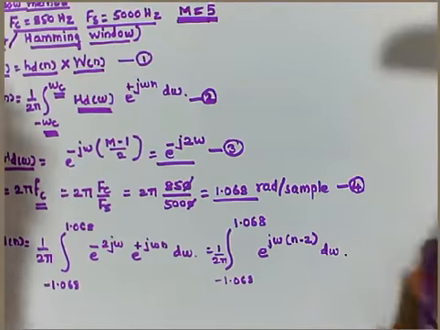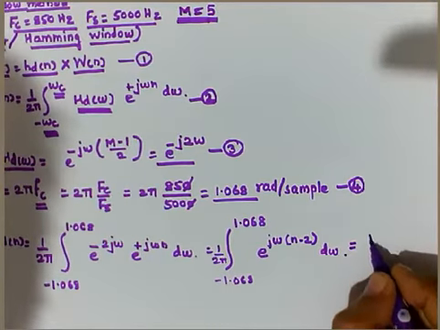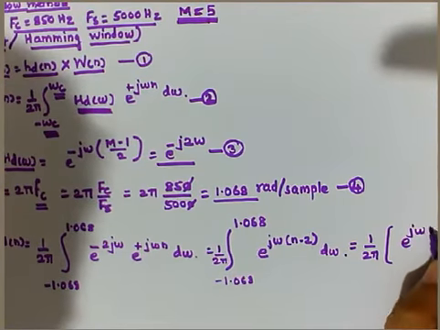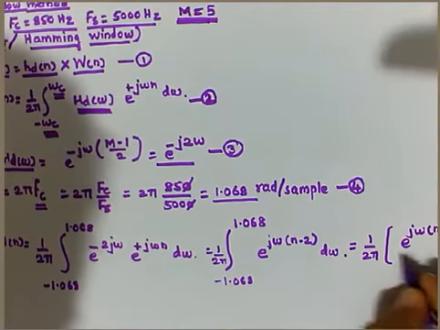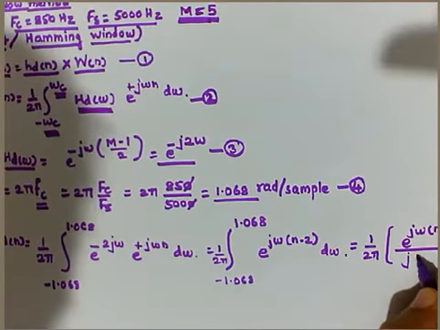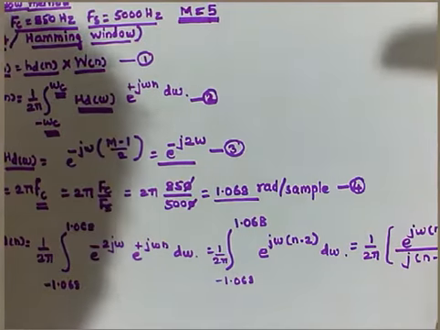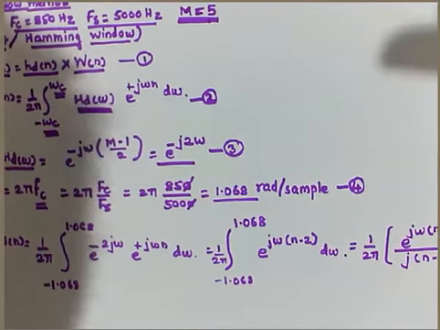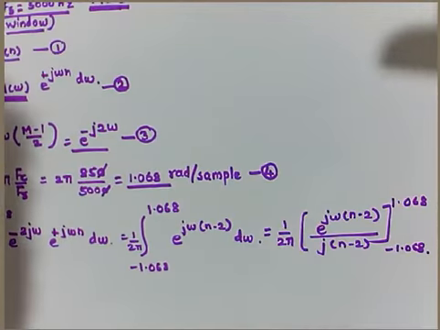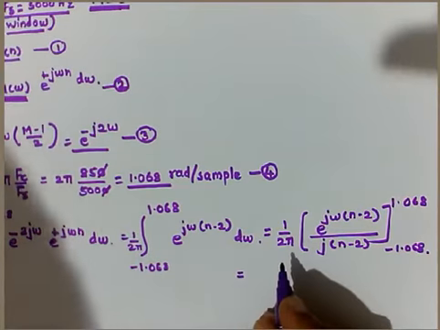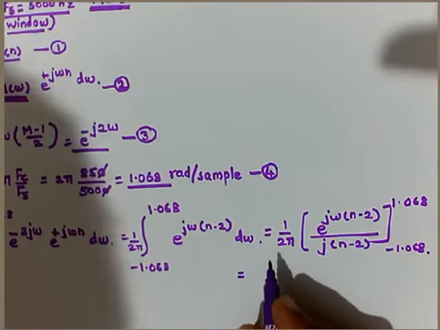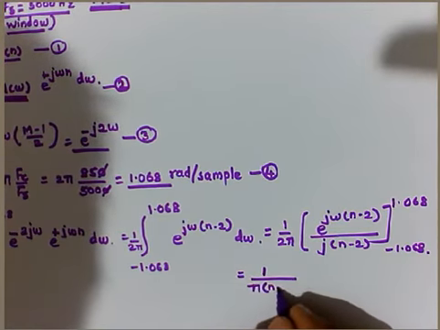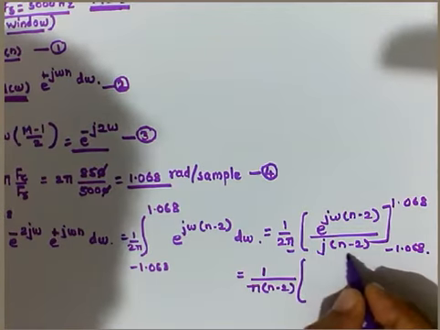On solving this, it will give the appearance of 1 upon 2 pi times e raised to j omega into n minus 2 divided by j times n minus 2, since it is with respect to omega. So this is how it can be solved. Now by application of the integral limits and simplifying the terms, it will look like 1 upon pi into n minus 2, which is the term we have taken common.